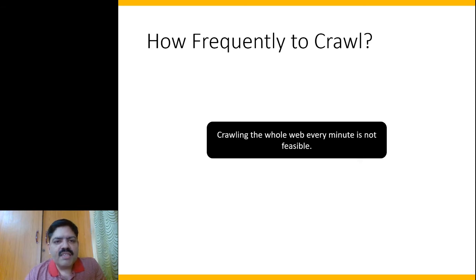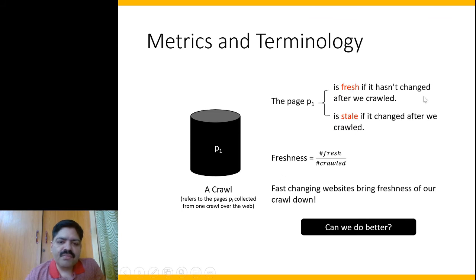Okay, the next question is how frequently to crawl. Crawling the whole web every minute is technically not feasible. So what is a good crawl frequency? To understand this, we need to model these pages a bit. So let's introduce some metrics and terminology here. So let's assume I have a page P1.